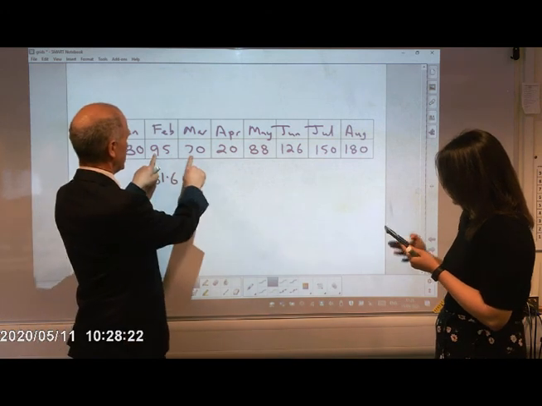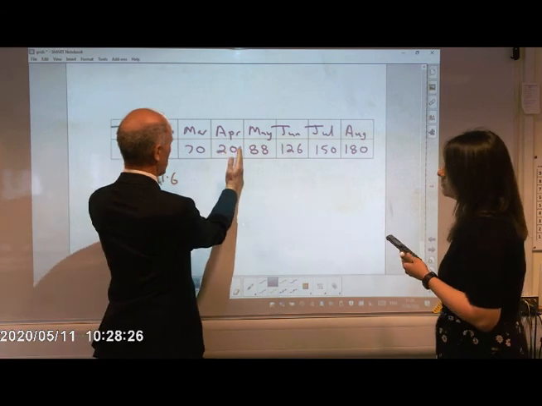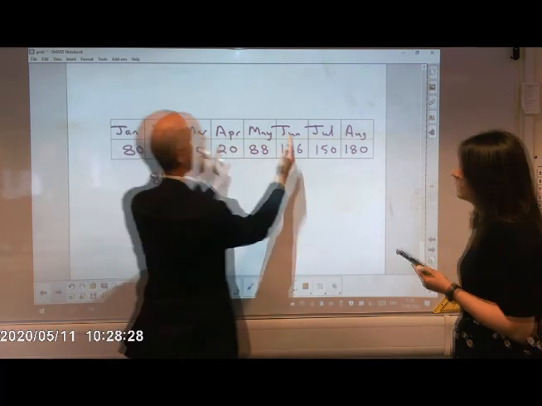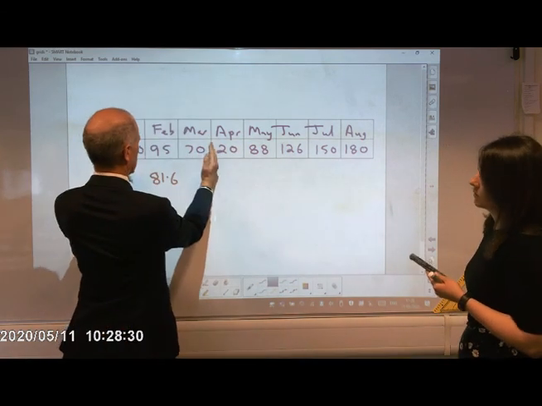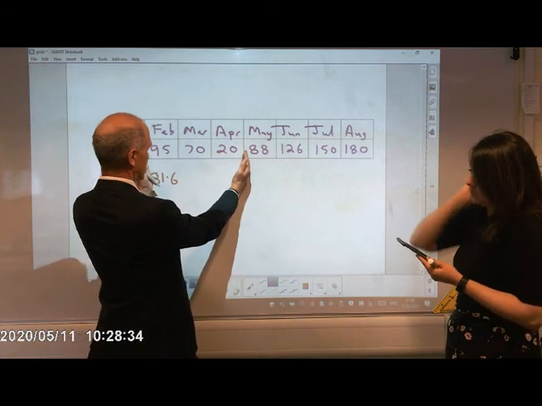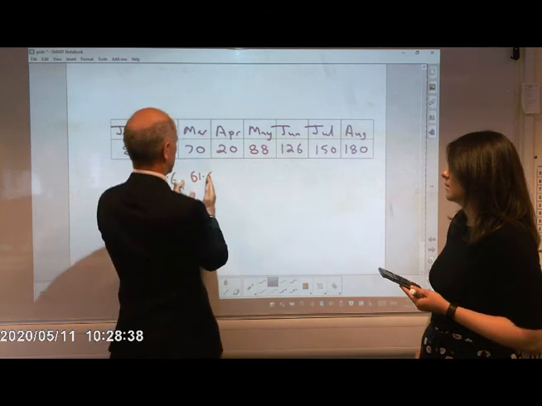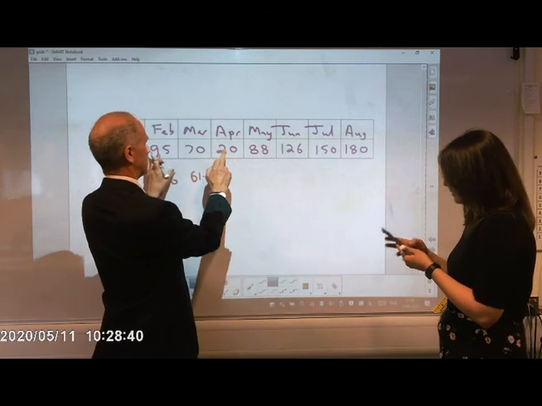I've got 95, 70 and 20. Notice all I've done is shift along by 1. I haven't done those 3 and then those 3. I've done those 3 and then shifted along and done these 3. 95, 70 and 20: 61.6. Which I plotted underneath March because it's in the middle of February, March and April.